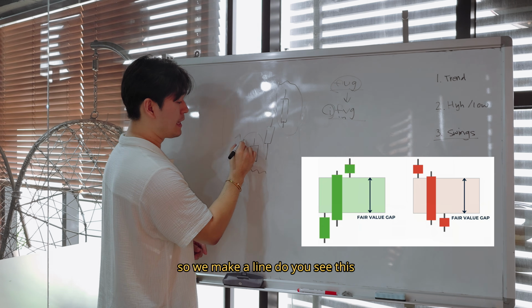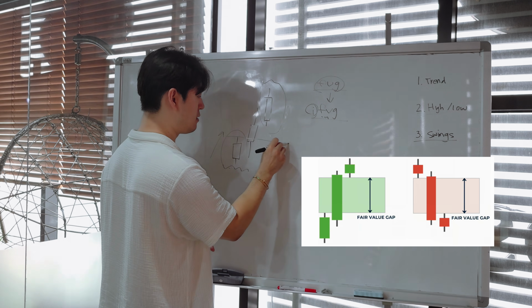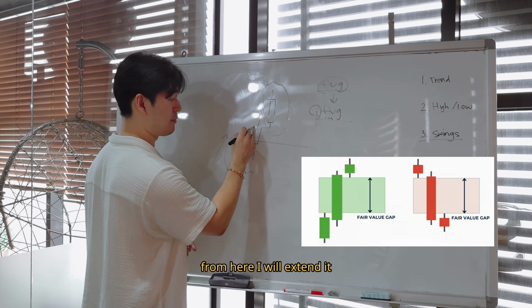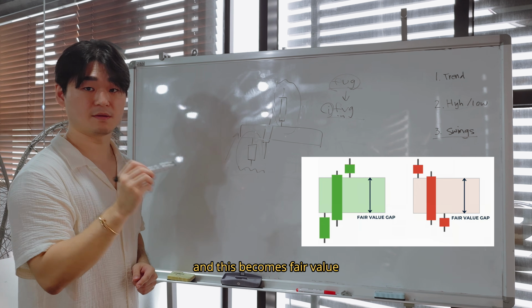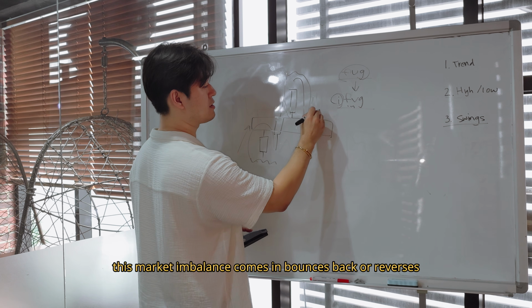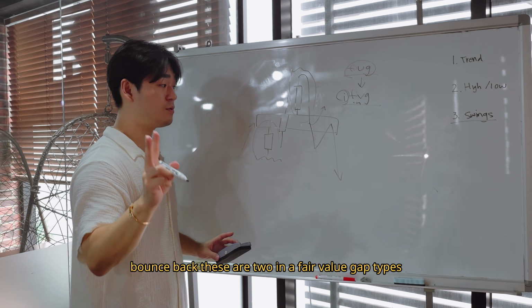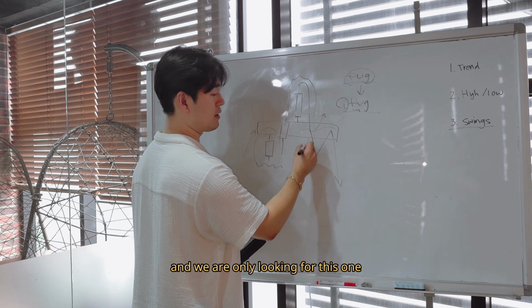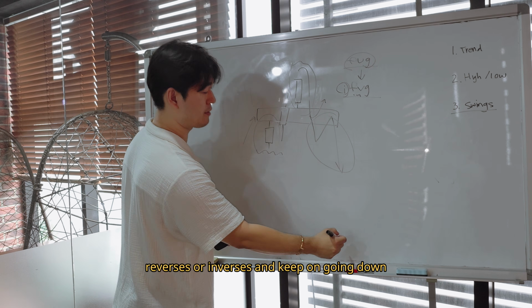So we make a line. Do you see this one? The tip of the first candle. And then the lowest tip of the third candle from here. I will extend it. And this becomes fair value gap. This market imbalance comes in, bounces back, or reverses. These are two fair value gap types, and we are only looking for this one. Reverses or inverses, and keeps on coming down.